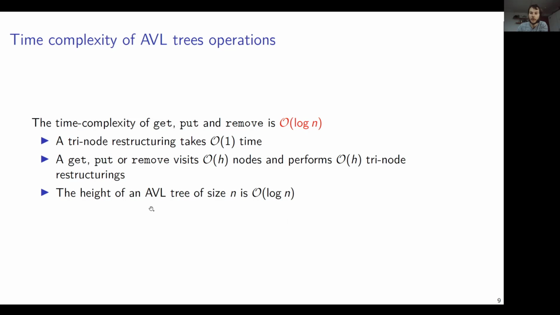The question is, does this balance condition of the AVL tree guarantee that our height is O(log n)?